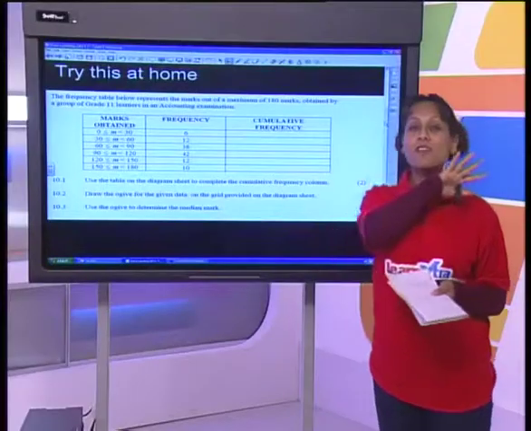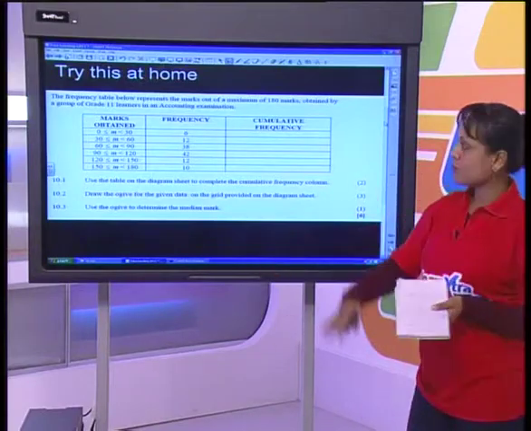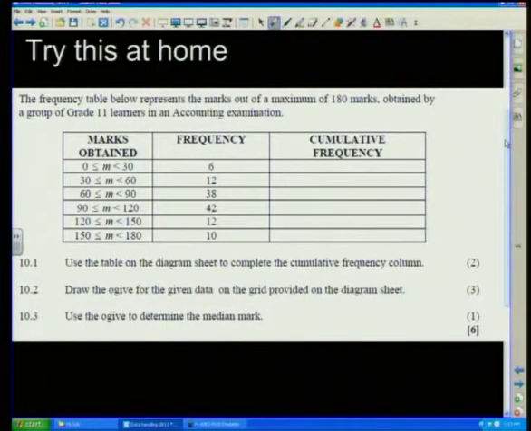Right, I'm going to fly through this, guys. The first question is one we've got for you to try at home. We've got a table with your marks, frequency and cumulative frequency. First thing we need to do is complete the cumulative frequency. All that means is add your previous frequencies together. So the first one's just going to be 6, and the next is going to be 18. Remember, all I'm doing is 6 plus 12, which is 18.